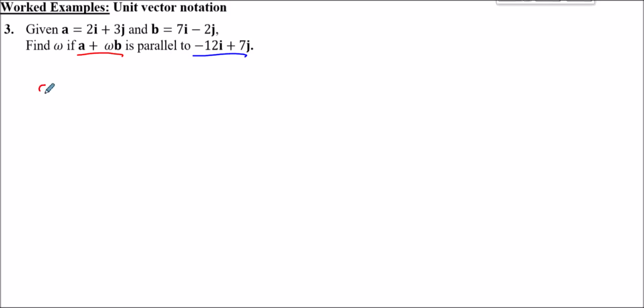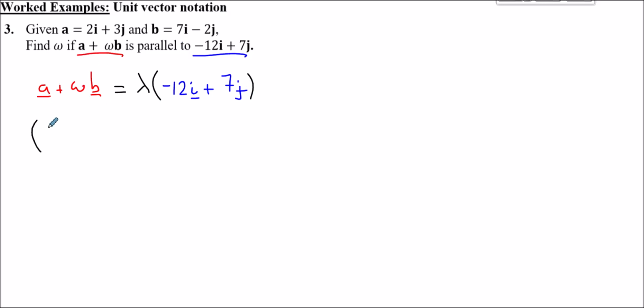So what we can say here is that a plus omega b is equal to some multiple, let's call it lambda. You could call it whatever you want within reason, as long as there's not any swear words or something. You can call it lambda, then brackets, minus 12i plus 7j. So it's actually easier to see when we write it in column vector notation. And so let's transfer this to column vector form.